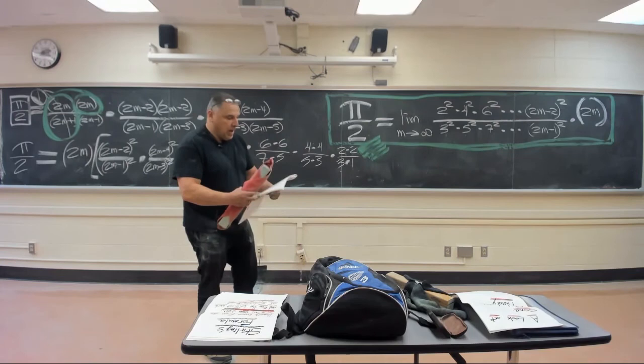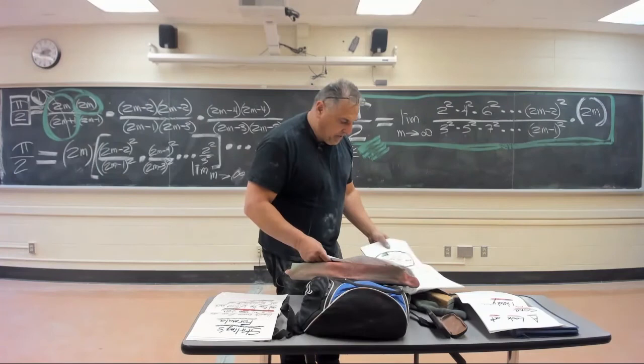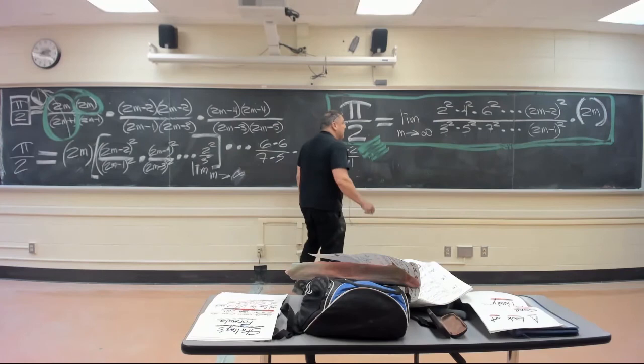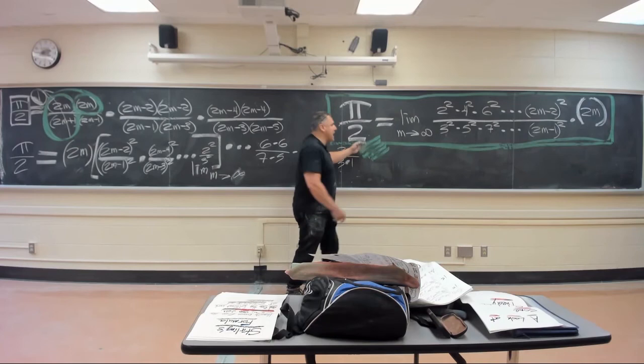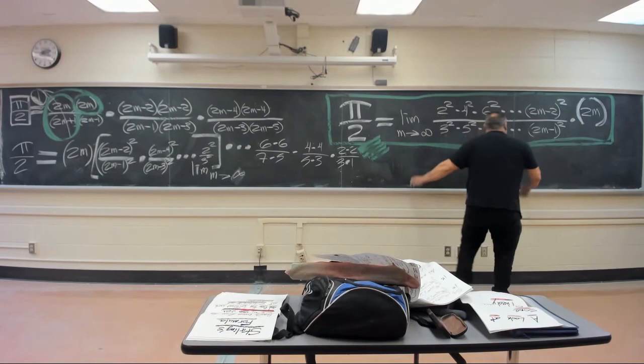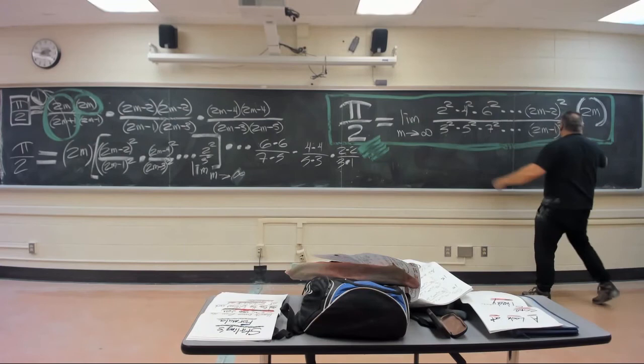What's pi? Well, if pi over 2 is what we just said it was, I'm sounding a little bit like a fool right now, guys, but let me sound like that fool. Pi over 2 is equal to the limit of that infinite product. If you multiply by 2 on each side, pi is going to be equal to all of this times 2. 2 times 2 is 4. Work with that. There's a lot of ways you can go there.